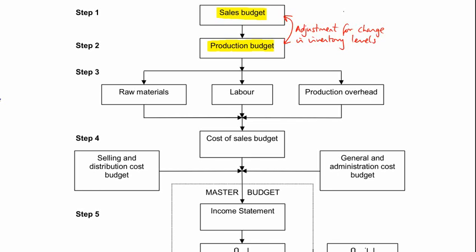Once you've done your production budget, so you know how many items you're going to produce, from that then all of the other manufacturing type budgets will arise. Once we know what our production budget is, we can work out what our raw materials budget needs to be, what our labour budget is, and what our overheads are going to be. We put all of those things together then to give us our cost of sales budget.